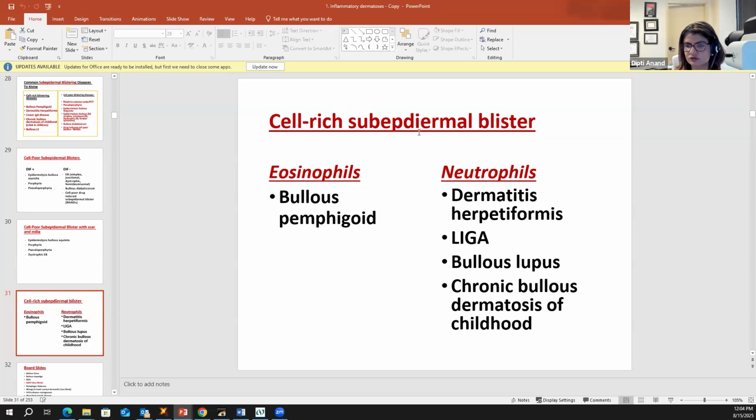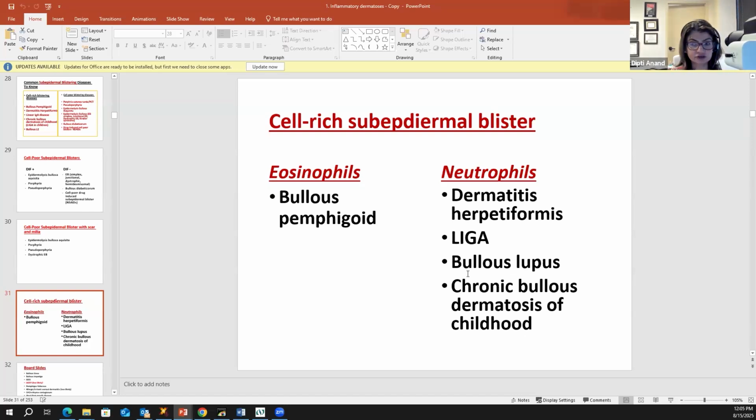But for your board purposes, if you have a cell-rich subepidermal blister, you see does it have eosinophils or does it have neutrophils. If it has eosinophils, it is bullous pemphigoid, or anything which has the name pemphigoid in it. It could be cicatricial pemphigoid, it could be pemphigoid nodularis, it could be the bullous pemphigoid in pregnancy, which is pemphigoid gestationis. Anything with the word pemphigoid has eosinophils. And if it is neutrophils, you're thinking about these four diseases: dermatitis herpetiformis, linear IgA disease, bullous lupus, and chronic bullous dermatosis of childhood.